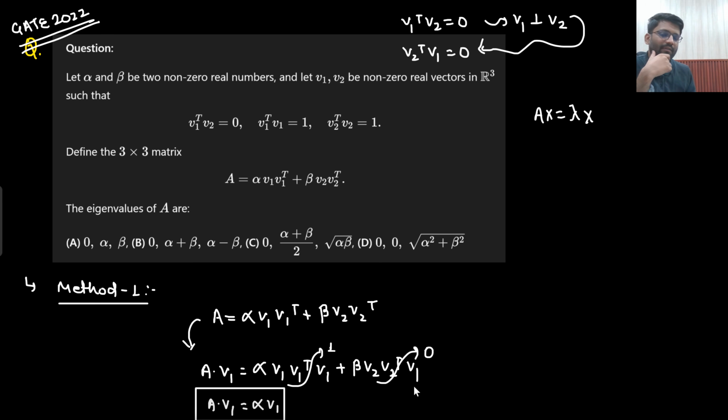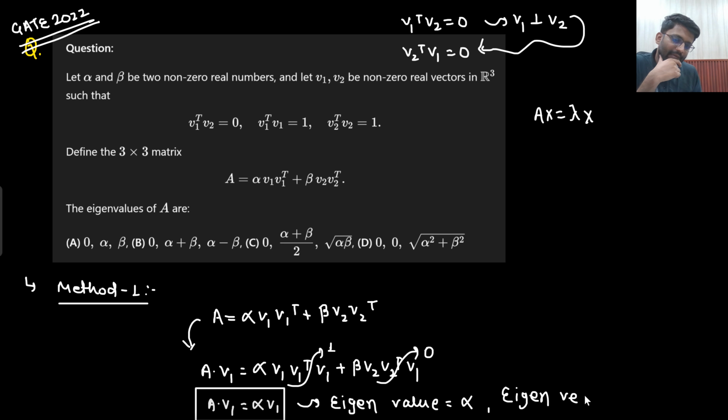What does that mean? A into v1 is coming out to be alpha into v1. That means one of the eigenvalues is alpha with eigenvector v1.